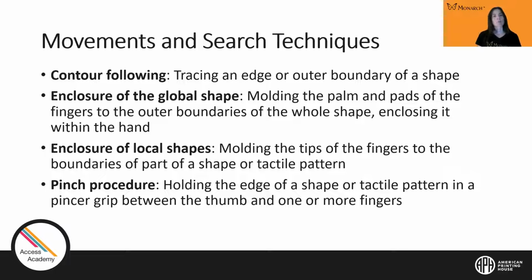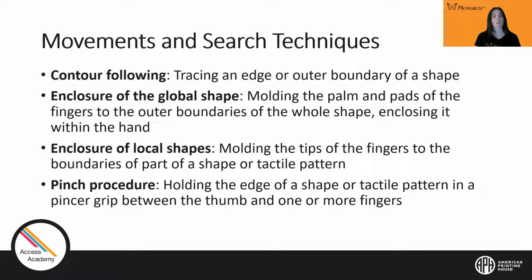The next is enclosure of the global shape. It's the use of the whole hand, molding the palm and the pads of the fingers to the outer boundaries of the entire shape, and in this way enclosing it within the hand. Similar to this is enclosure of local shapes, where you look at a small part of a graphic, molding the tips of the fingers instead of the whole hand to the boundaries of part of a shape or tactile pattern. Then there's the pinch procedure. This helps you to look at very fine details in a graphic.